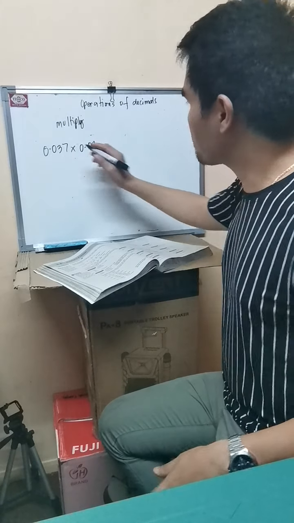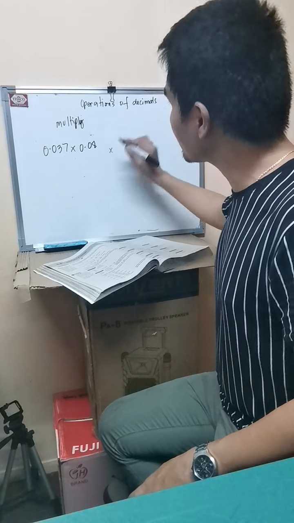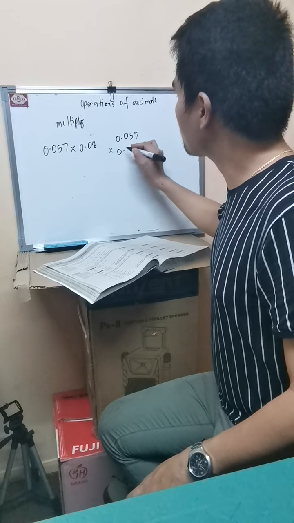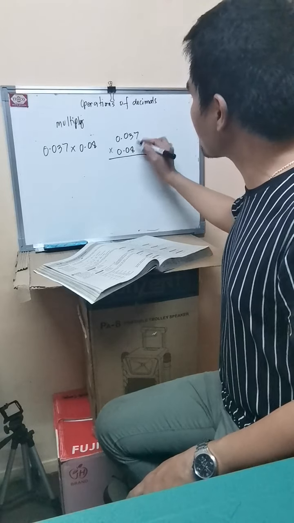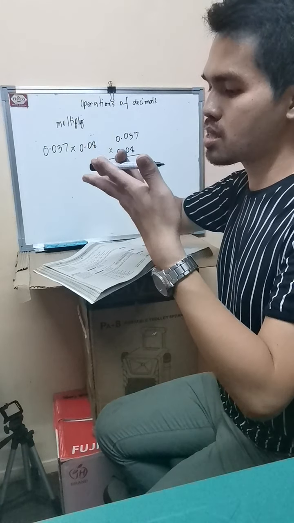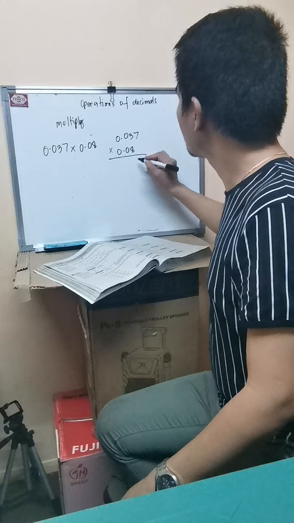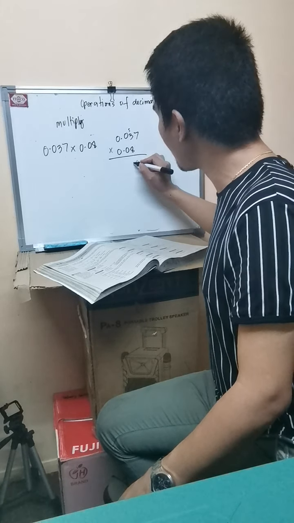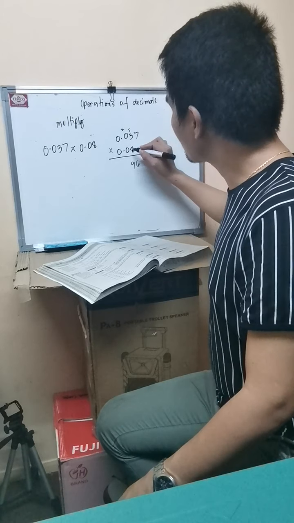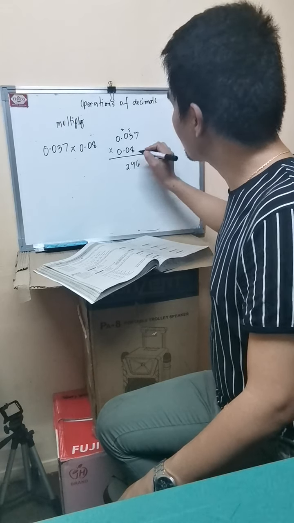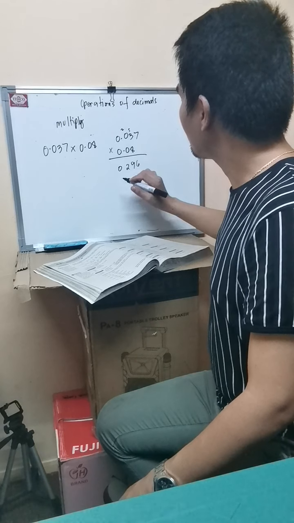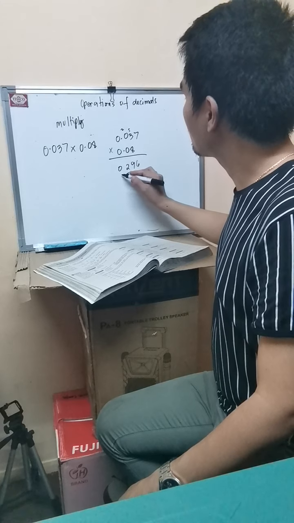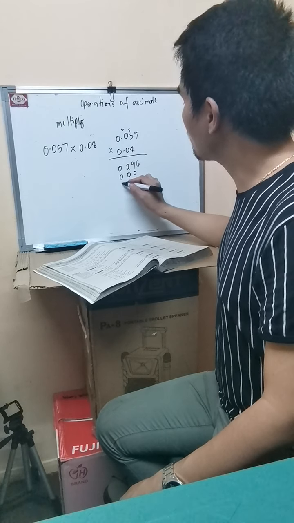So first, let's put it in a vertical manner. 0.037, then you have 0.08. Let's multiply this. 8 times 7 is 56, so 6, carry 5. 8 times 3 is 24 plus 5, that's 29. So 9, then 2. Then 8 times 0, so that's 2. Then next is 0, 0, 0, and then next is 0, 0, 0.